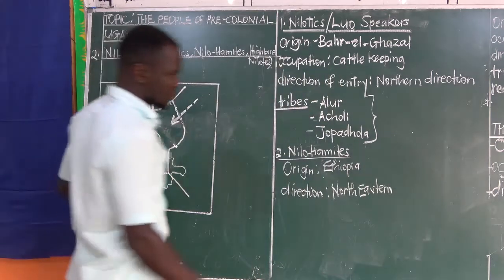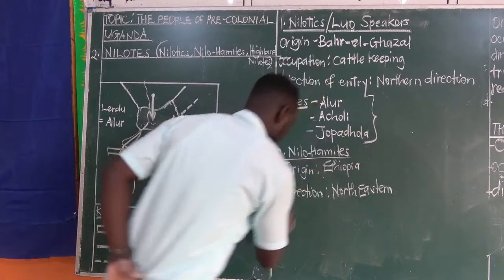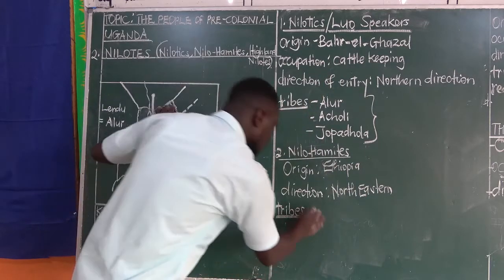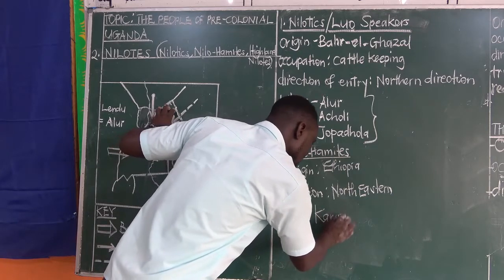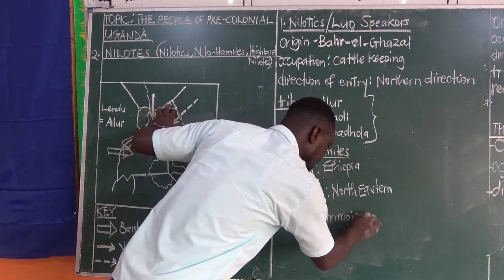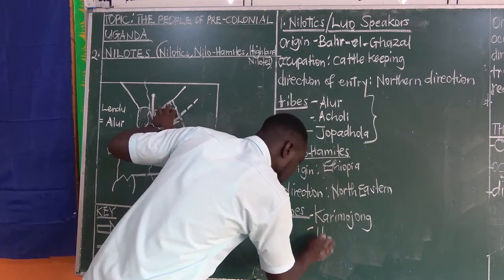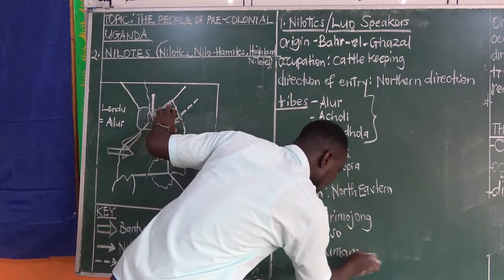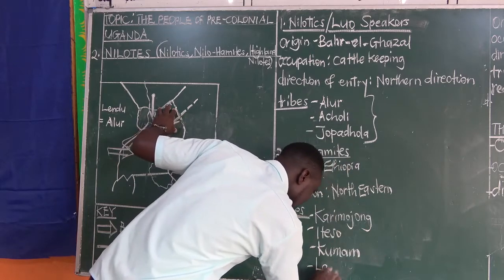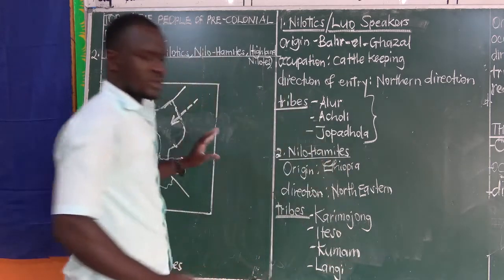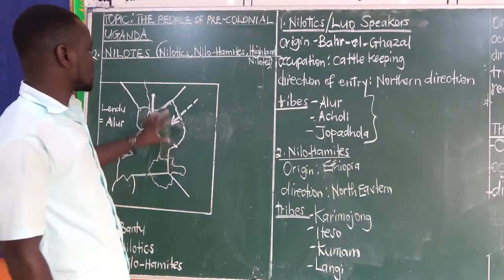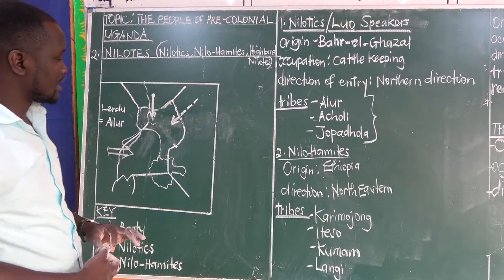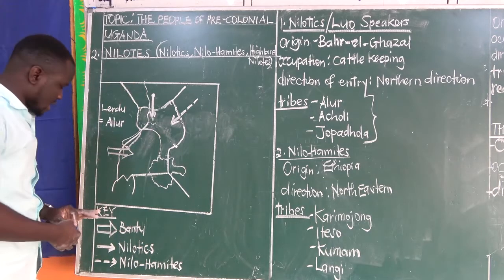Then the tribes. Here we shall be having tribes like the Karimojong, we have the Iteso, we shall have Kumam, and finally we shall have the Lani. So those are the tribes that form these Nilohamites, or the plain Nilos, as an example, or under the Nilos as an ethnic group.